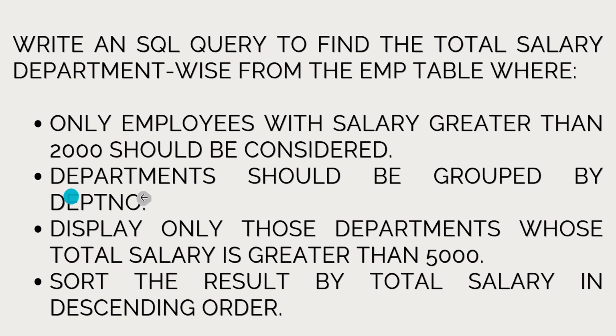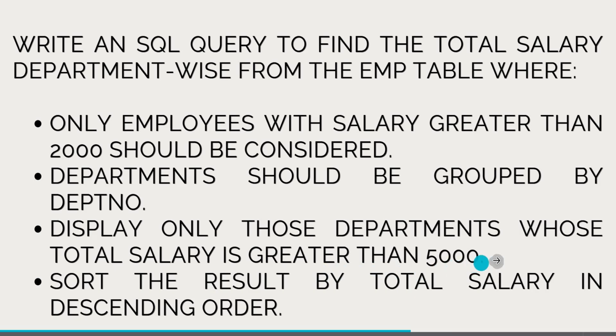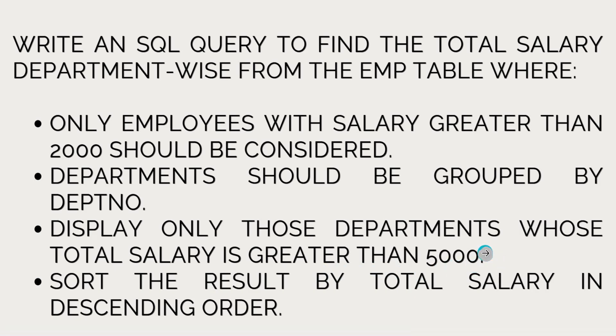Second condition we have, the result should be grouped by department number, right? Okay, fine. Third condition, display only those departments whose total salary is greater than 5000. So if department number 10 has 4 employees, and the total salary of this department is, suppose, 3000, that means we should not display it. Department number 20 has a total salary of, suppose, 6000, we need to display that 6000, right? But below 5000 we do not display.